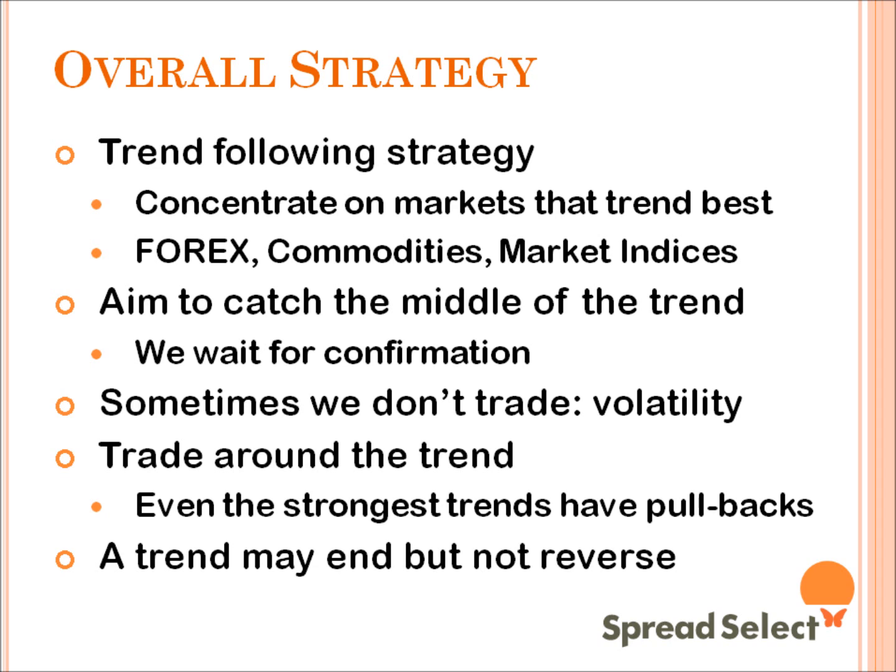If volatility suddenly spikes, we pull back from the market. We exit trades if we think that there would be a trend break. Sometimes we don't trade for days at a time. We trade around the trend. In other words, we don't stay in a trade too long. We get out when we think there's a pullback, because even the strongest trends have pullbacks. We can always get back in later.